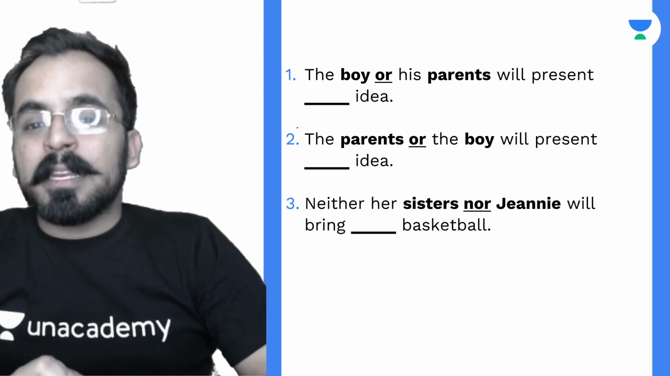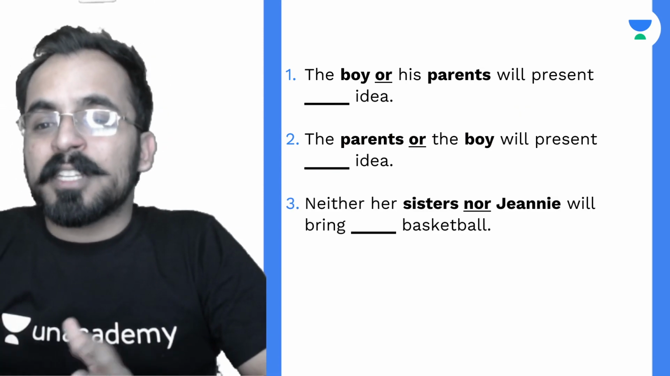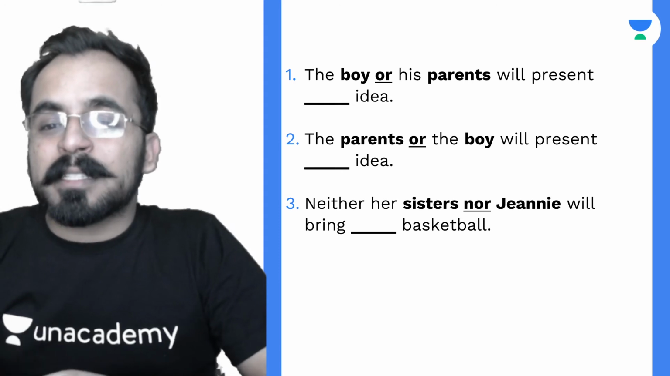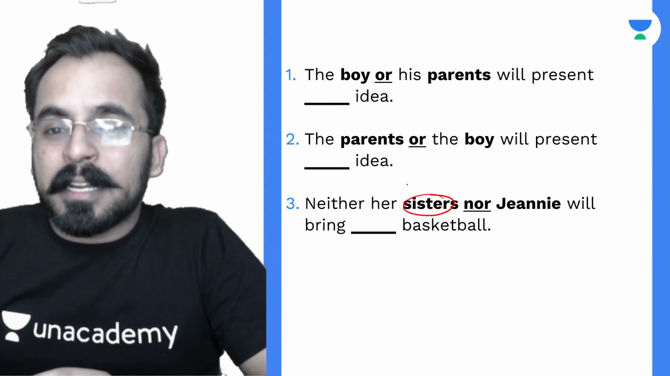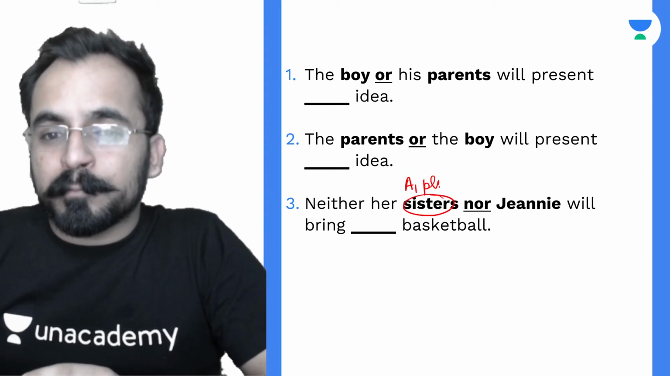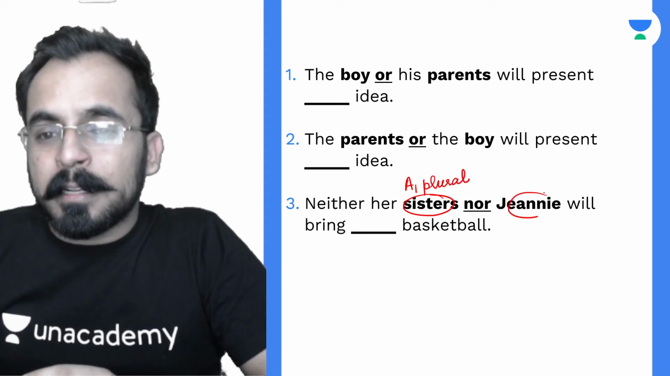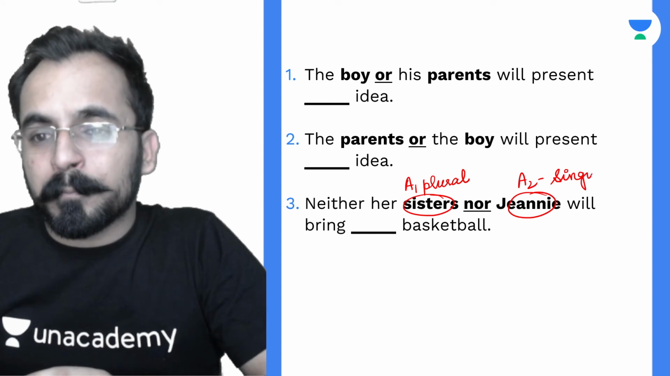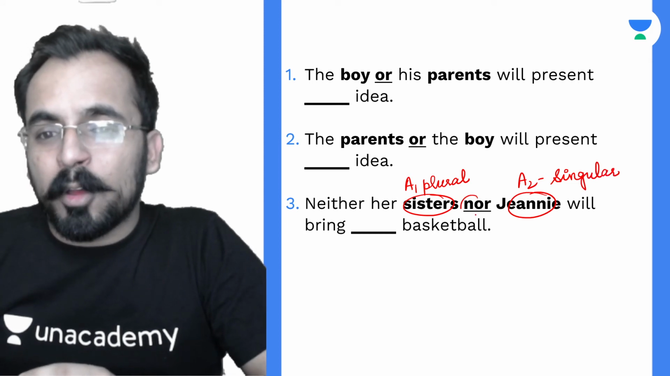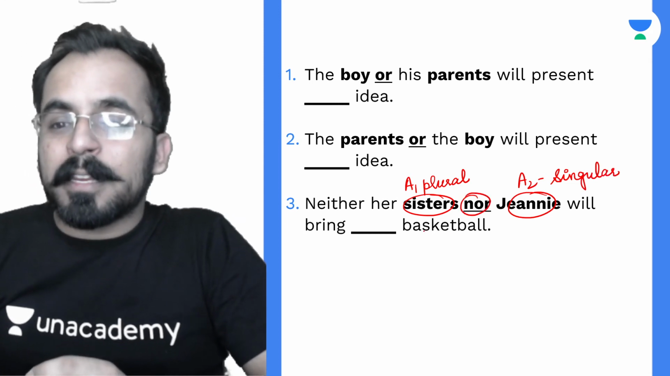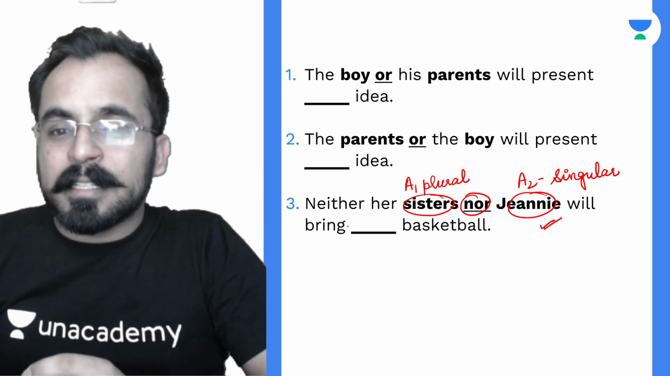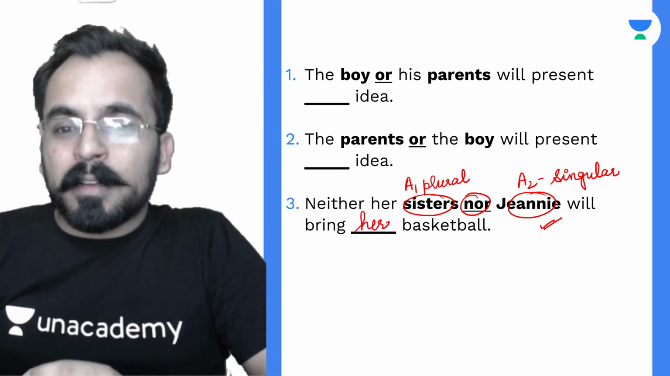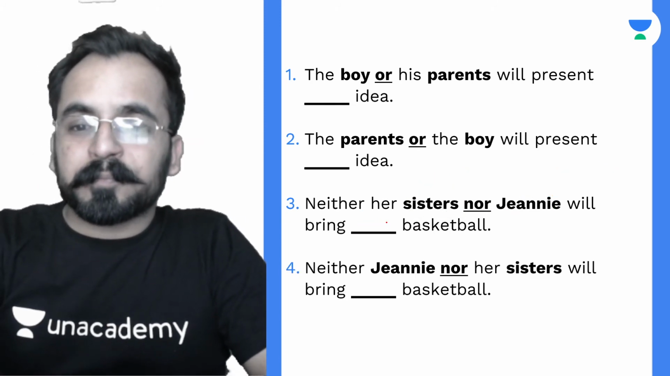Next one. Neither her sisters nor Jenny will bring dash basketball. Antecedent 1 is plural. Antecedent 2 is singular, joined together by "nor," and my pronoun will agree to the nearest antecedent: bring her basketball.